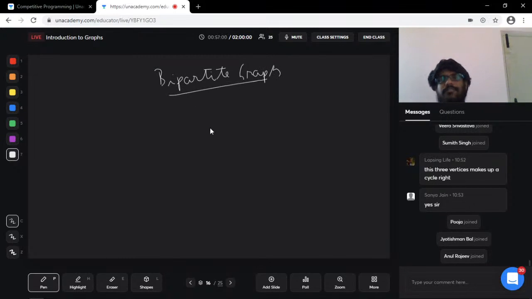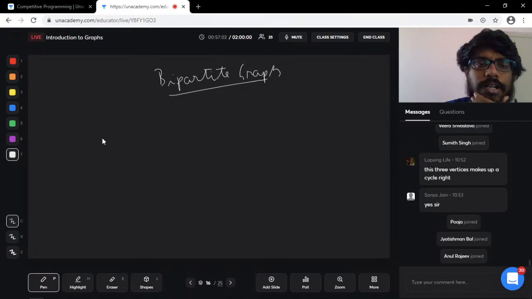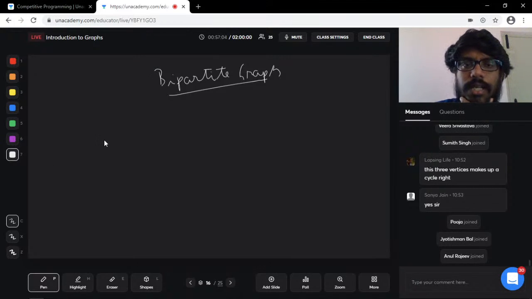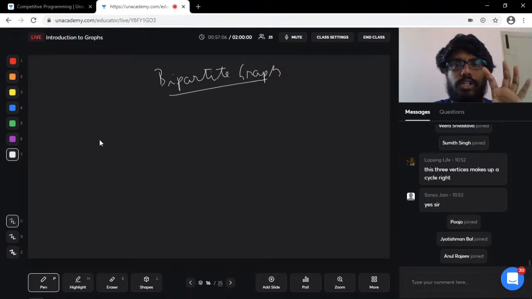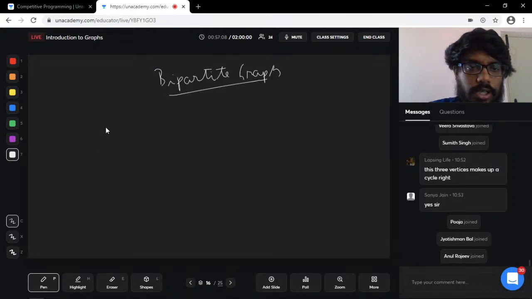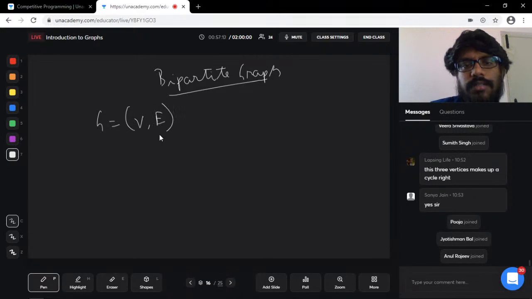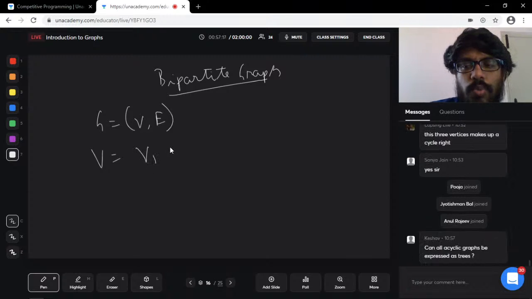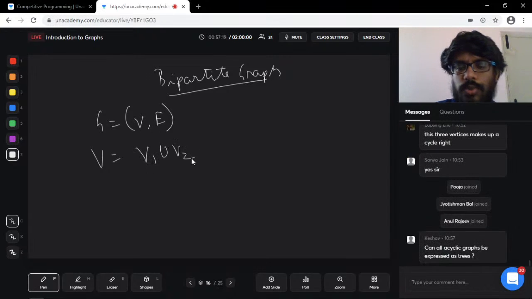A bipartite graph is a graph where the vertices can be split into two sets, right? So usually we have G equal to V comma E, right? Now this V, I can write it as V1 union V2.